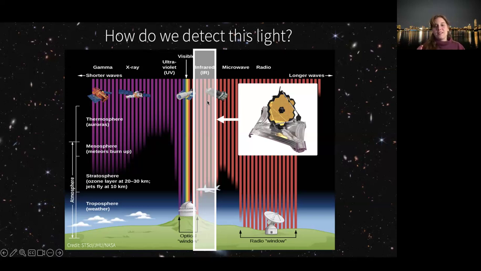Just to make this clear right at the beginning, the reason why for the infrared you have to go to space is because of the atmosphere. The atmosphere contains a lot of water. And it turns out that water has vibrational and rotational frequencies at which the water molecule can vibrate that have resonances in the infrared band.